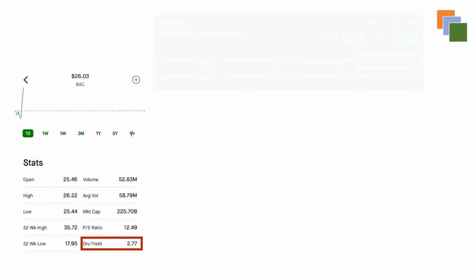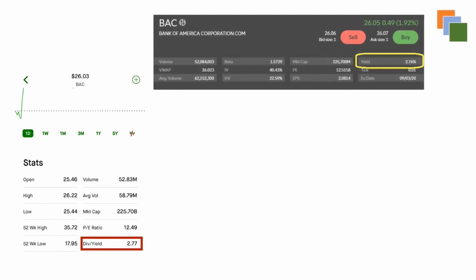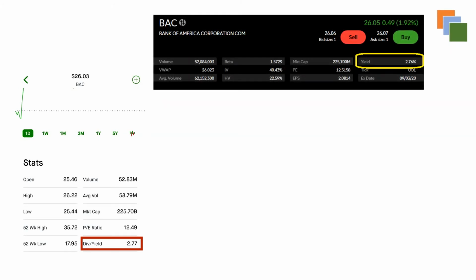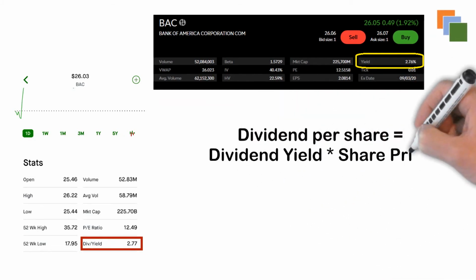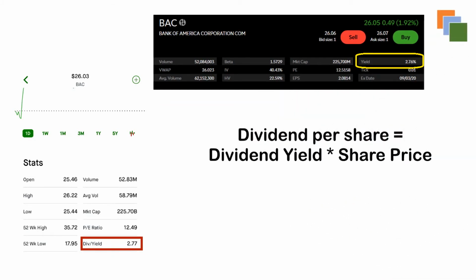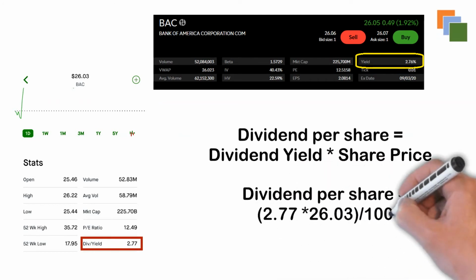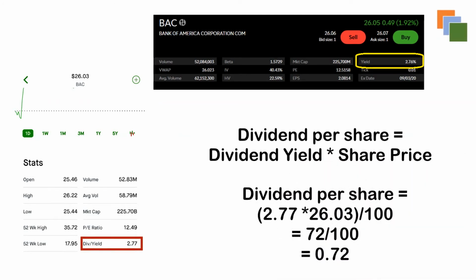So, next time if you come across the term dividend yield in your brokerage firm and want to calculate how much dividend per share the company gives annually, simply use this formula. In this case, the dividend paid by the company is approximately 72 cents annually per share.